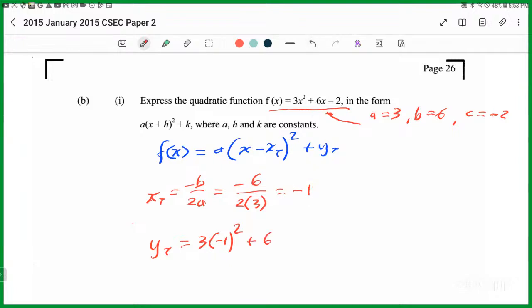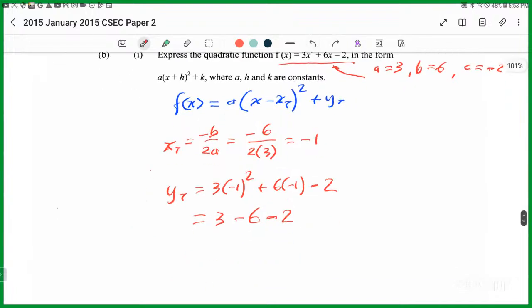Plus 6 times minus 1. That's when I put it here, and I'm subtracting this 2 next. So I'm finding yt using this method. That becomes a positive 1. 3 times positive 1 is 3. That becomes a negative 6, and then minus 2 more. So it's really 3 minus 8. 3 minus 8 is negative 5. So xt is this value coming here. Yt is the value going there.